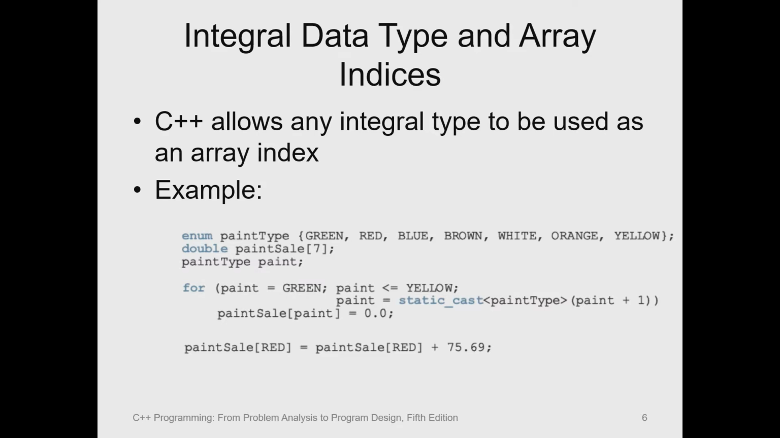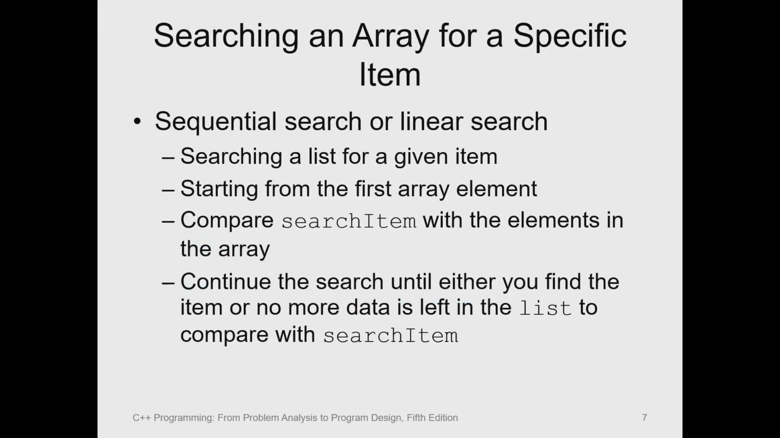data type, and then array name followed by two subscripts. That means we are talking about a two-dimensional array. The first subscript will be for the row, and the second subscript will be for the columns.